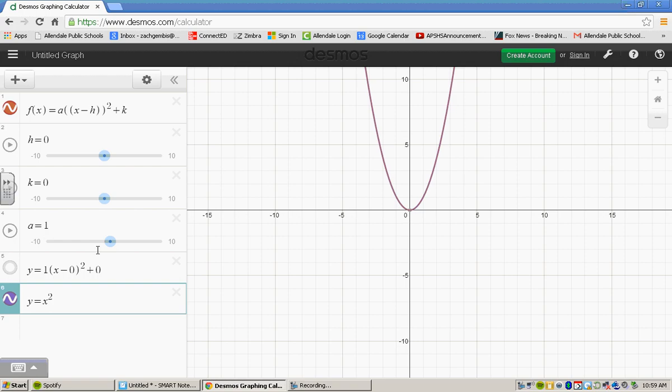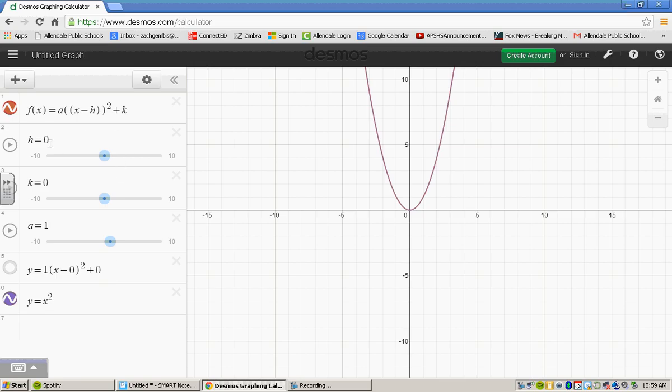A starts as 1. It can't be 0. If you look, if a is 0, what happens? That graph ends up just disappearing. It doesn't exist anymore. So a has to be something other than 0. It can be positive, it can be negative, it can be a fraction. But it's got to be something other than 0. That's the only restriction. Now let's see what happens if we change each of these sliders individually.